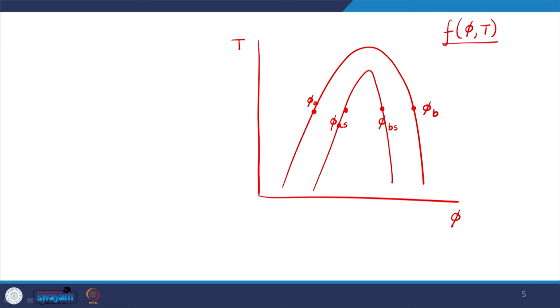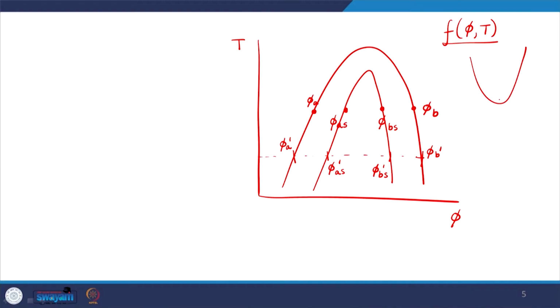So, if I connect those points for different temperature values, what essentially we have is something like that. For any given temperature, I can locate the two binodal compositions, let us say phi A prime and phi B prime here, and I can locate two spinodals, phi AS prime and phi BS prime, and this is of course changing as the temperature is increased. So, even though I have drawn the curve in this particular way, it need not always look like this. It may be, for example, a curve like that.